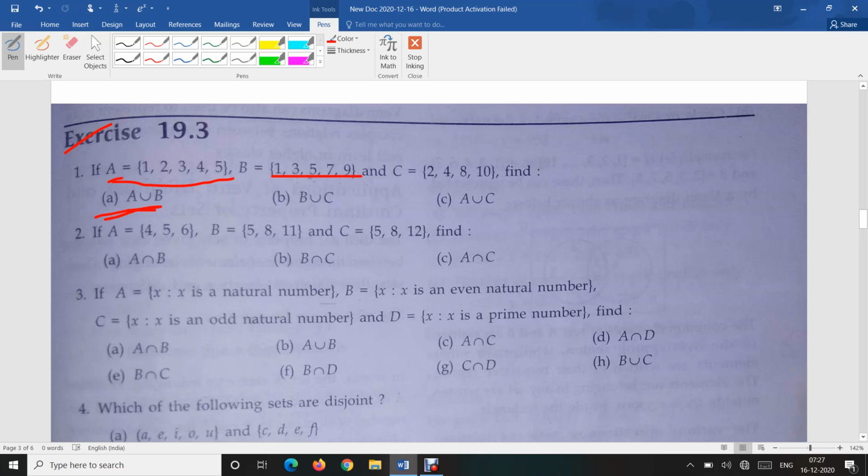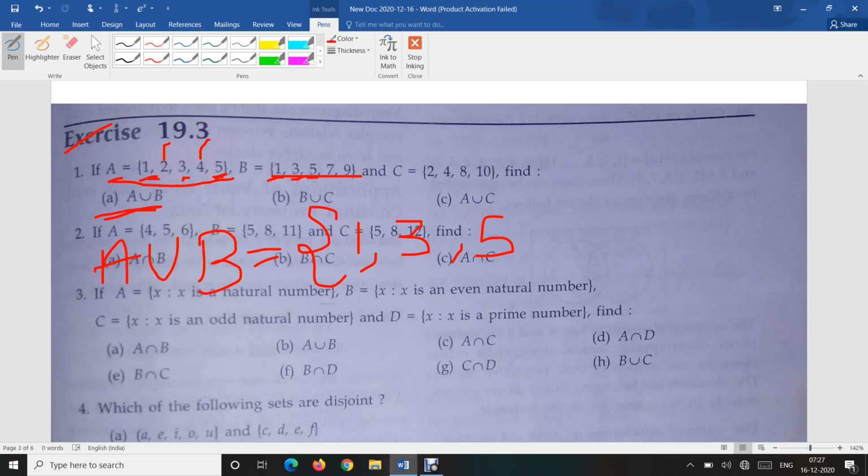So how can you find it? For A union B, you have to pick up the elements which are common in both, just like 1 is common in both. So A union B is equal to, in set brackets, 1, which is common, so you will write it once. After that 3 is common, so you write 3 once, and 5 is also common in both the sets, so you write 5 once. Now in set A you are left with 2 and 4, and in set B you are left with 7 and 9, so you will write these elements also: 2, 4, 7, 9.